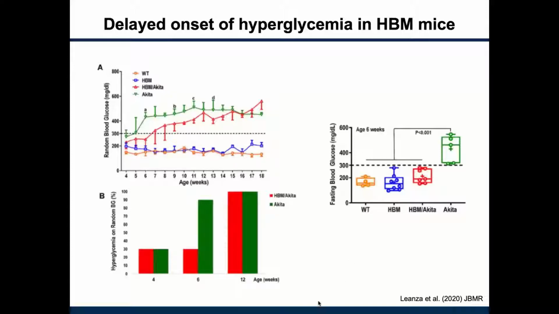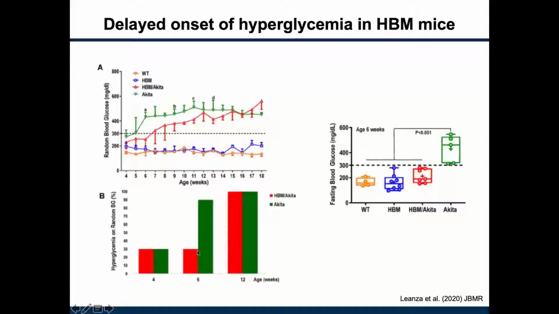And so here in their study, they also have shown, if we focus here on the Akita mouse, that is the, let's say, wild-type diabetic mouse developing here at the age of 6 weeks, approximately, hyperglycemia. But we see here for the crossed mouse with Akita high bone mass mouse that the onset of diabetes is somewhat not so steep.